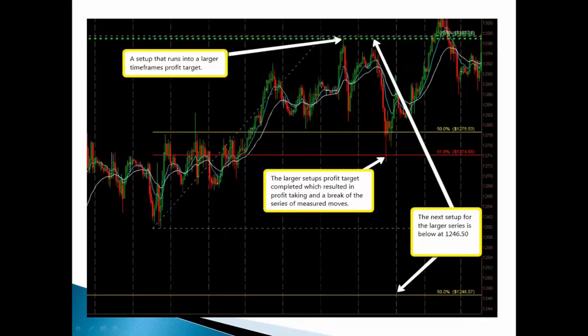Okay. Let's look at another example. A setup that runs into a larger time frame's profit target.